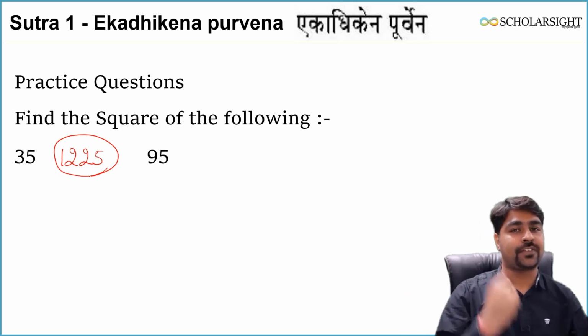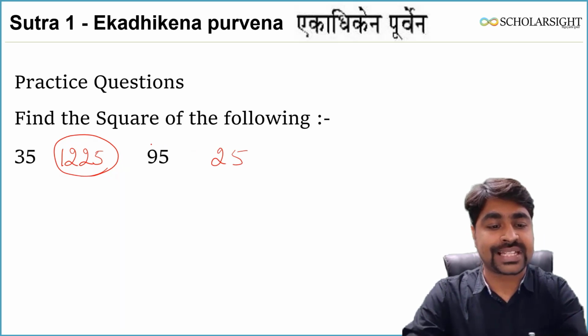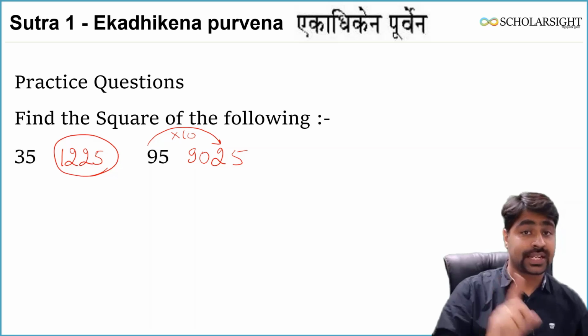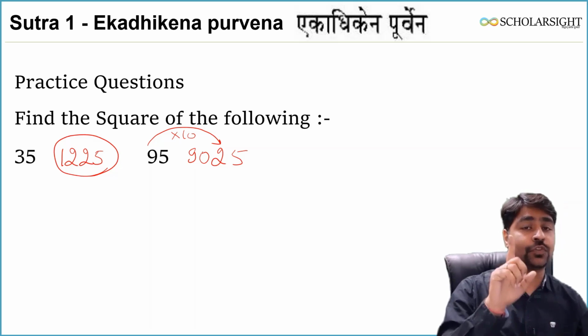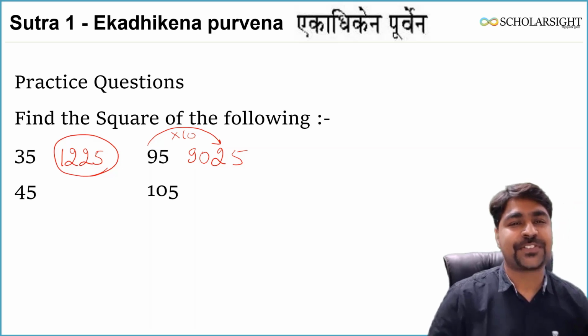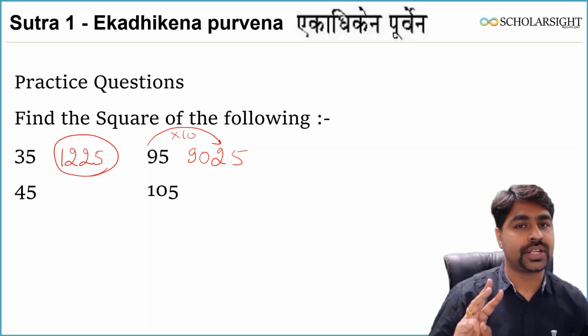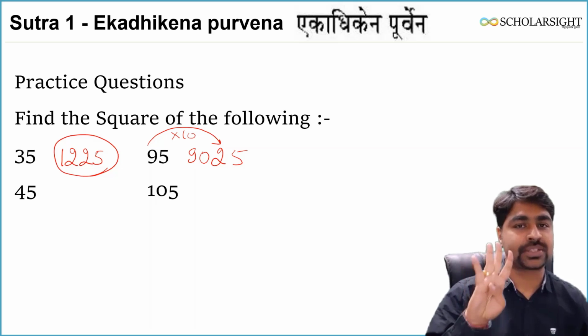Similarly, for 95, 1, 2, 3, 4, 5 seconds. So 5 square 25, and the next number to 9 is going to be 10. So 9025. Next time onwards, I'll be giving you 4 seconds now. Okay? Starting with the next question. 45. Do the square of 45. 1, 2, 3, 4. And from the next time, I'll not speak also.